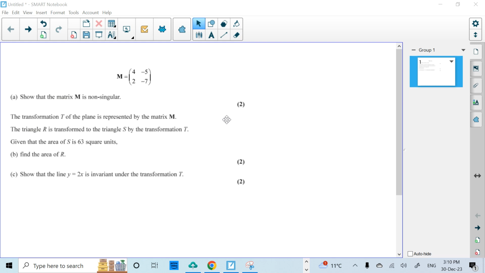Show that the matrix M is non-singular. Well, these questions are good for regular A level as well as AS level. But when we're trying to show that the matrix is non-singular, we have to show that the determinant of M is not equal to 0.